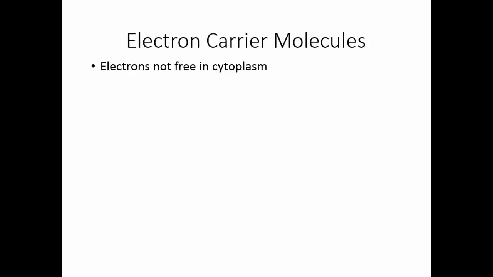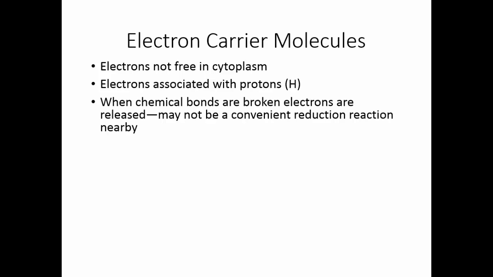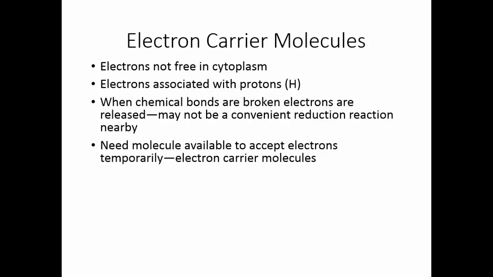Because electrons are little bits of energy, we don't allow them free in the cytoplasm. They could do a lot of damage. Electrons are usually associated with protons, and one electron plus one proton is a hydrogen atom. When chemical bonds are broken, electrons are released. Now, we have to do something with those electrons, and we may not have a reduction reaction going on nearby that's part of metabolism, so we need to have something that will hold those electrons.